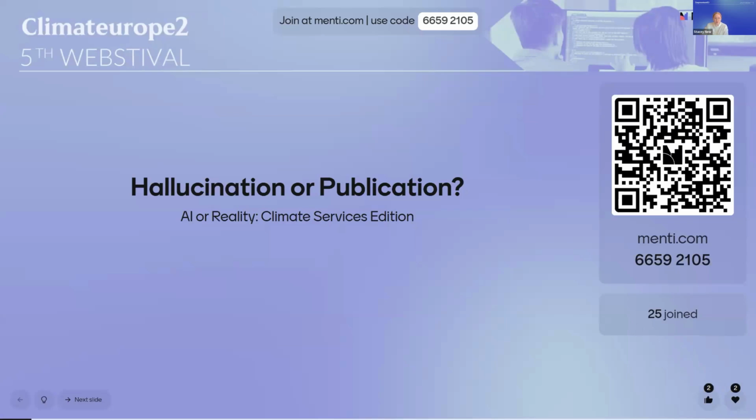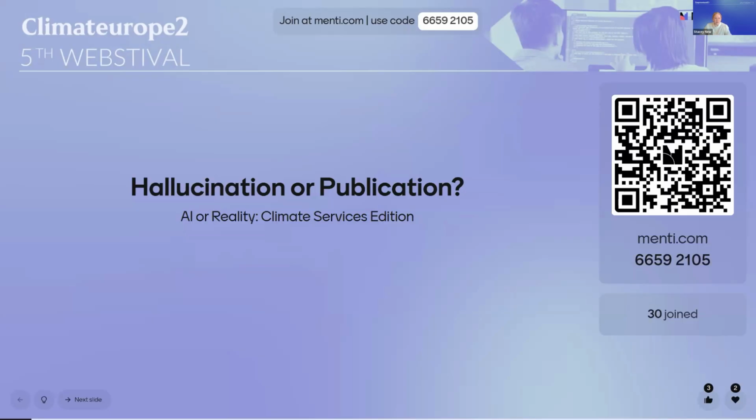So if you could grab your phones and scan the QR code, or Chiara's put the link in the chat. If you click the link, that should take you straight to the Menti, or you can join at menti.com and then use the code at the top of the screen. So you all know Menti. I can see lots of you have joined already.